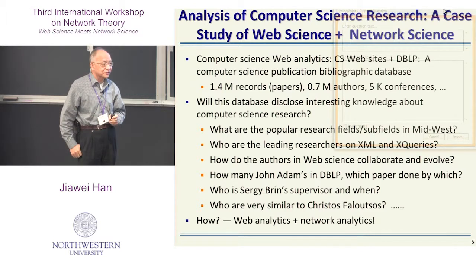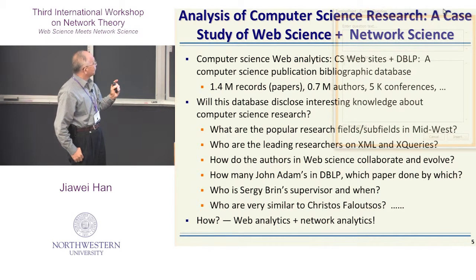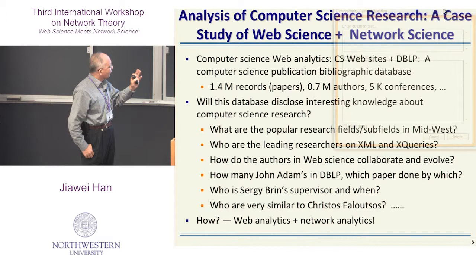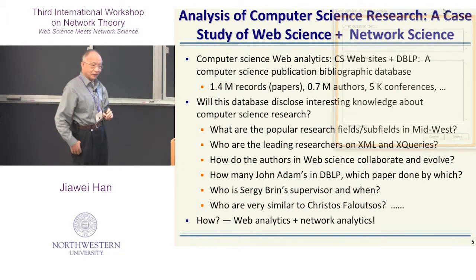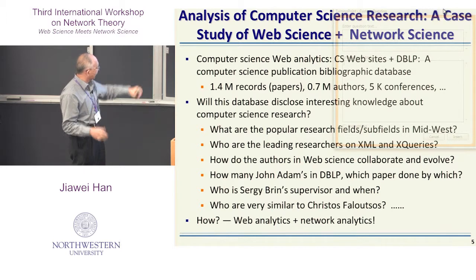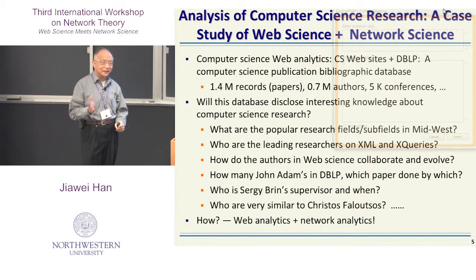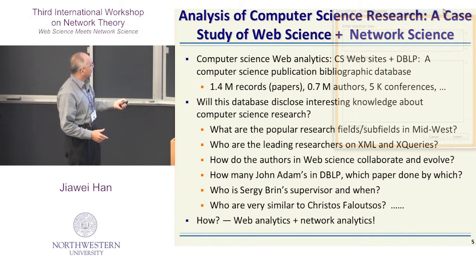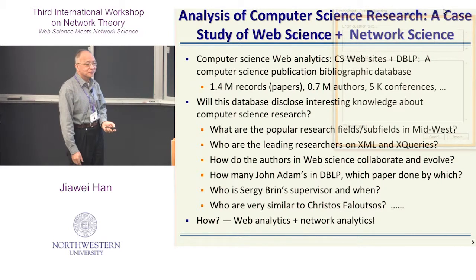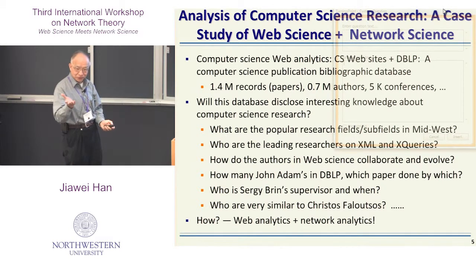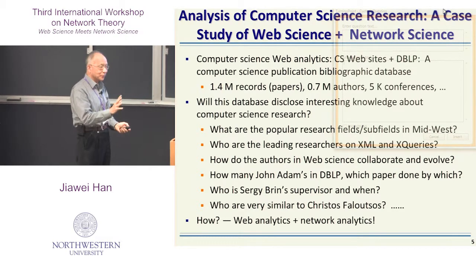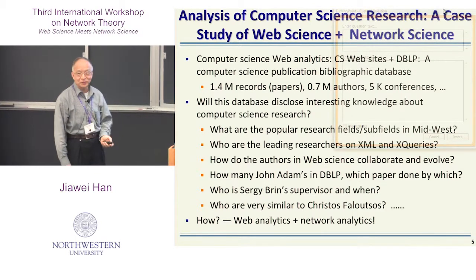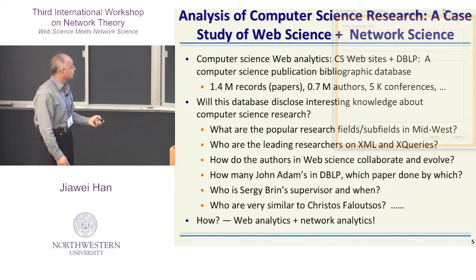What are the popular research fields or subfields? Or some people may ask, who are the leading researchers on XML or XQuery? How do the authors in web science collaborate and evolve? Whether those queries and other queries can be answered automatically. I will show you some of these queries. For example, who is a researcher's supervisor and during what period of time. Of course you probably know it, but we do it automatically just based on DBLP. And who are very similar to a given researcher. All these questions can be answered in a nice way.